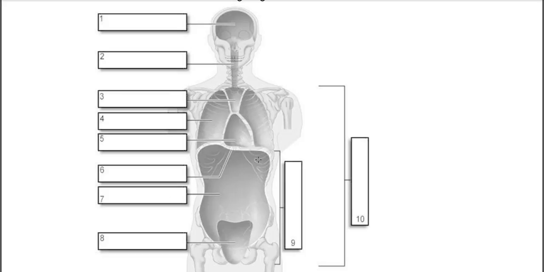Number 7 is pointing at this large region here, which is the abdomen. 8 is the pelvis. 9 includes the abdomen and the pelvis, and so it's the abdominal pelvic cavity. And number 10 includes everything other than 1 and 2. So this is the ventral cavity.